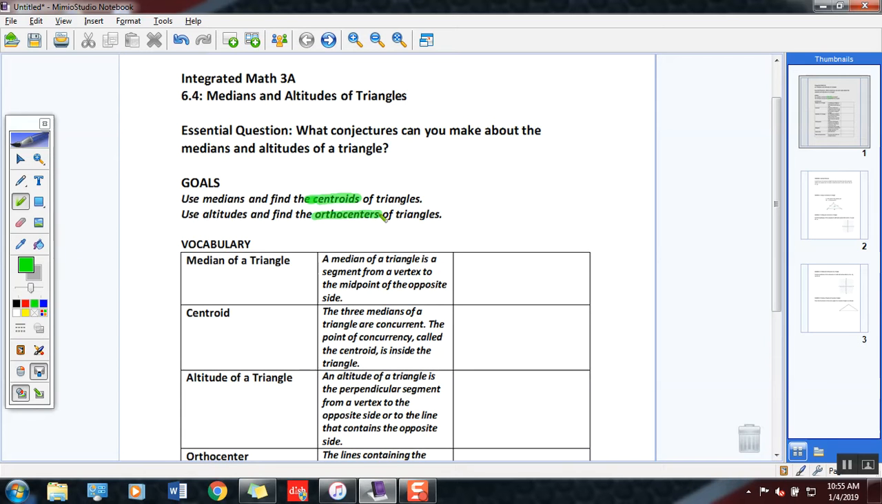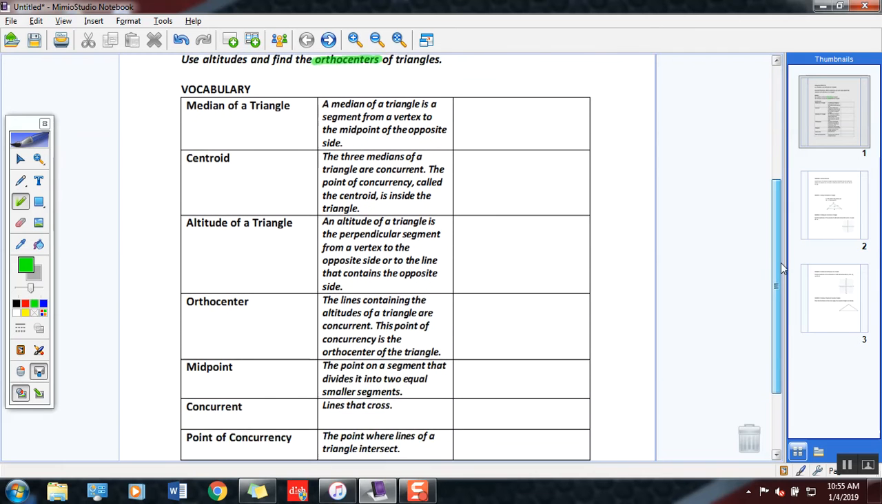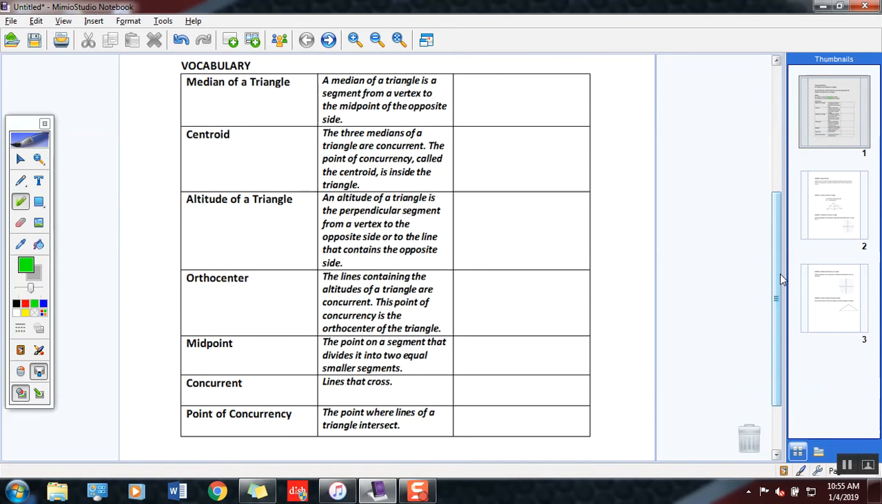All right, here we go. We need to understand some vocabulary big time, and we want to put these meanings in picture form. So, how about the median of a triangle? Volunteer to read the median of a triangle. The median of a triangle is a segment from a vertex to the midpoint of the opposite side.